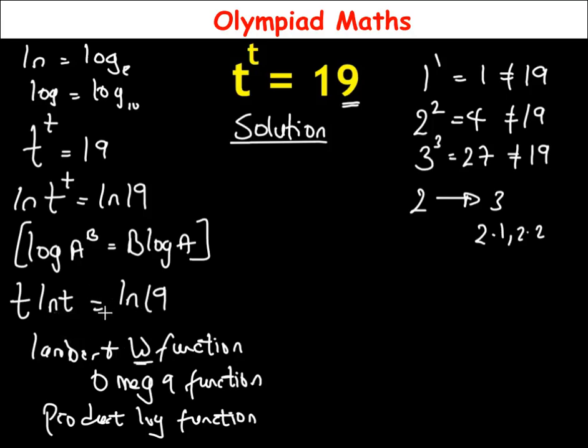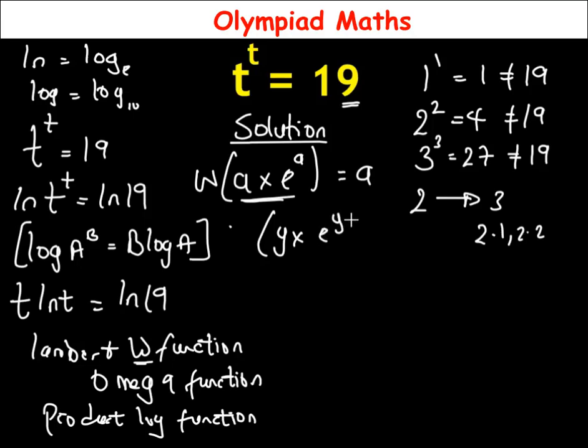But what exactly is the Lambert W function? Now, if you have W of a times e to the power of a, this is equal to a. If you have an expression such that you have a times e to the power of a, and you apply the Lambert W function, you will get a. Also, if you have y times e to the power of y, and then you apply the Lambert W function, what you will get is y.